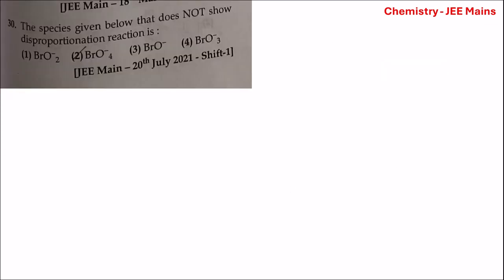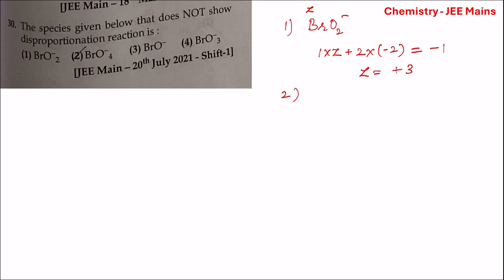The species given below that does not show a disproportionation reaction is. Now the first one is BrO2 minus. Now let the oxidation state or oxidation number of bromine be Z. The number of atoms of bromine in BrO2 minus is 1. So 1 into Z plus the number of atoms of oxygen is 2. So 2 into the oxidation number of oxygen, minus 2, is equal to minus 1. Solving, Z is equal to plus 3.